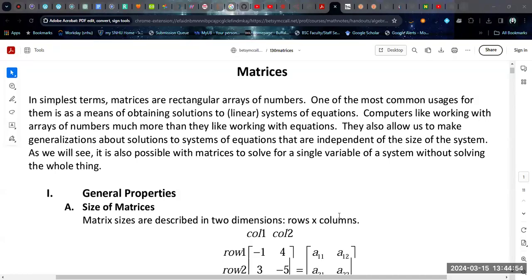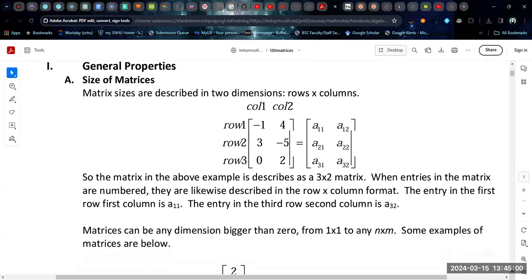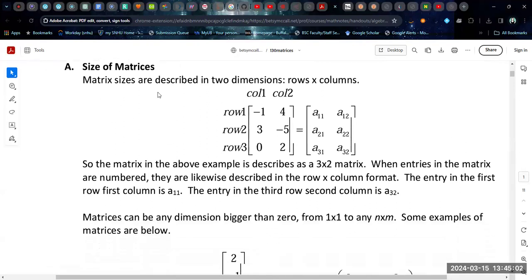Okay, so in this video, we're going to be looking at some general properties of matrices to get ourselves familiar with how they work. Matrices are described in terms of two dimensions. They're represented by the number of rows and the number of columns. So in this example, we have row 1, row 2, and row 3, and then we have column 1 and column 2. So this would be described as a 3x2 matrix.